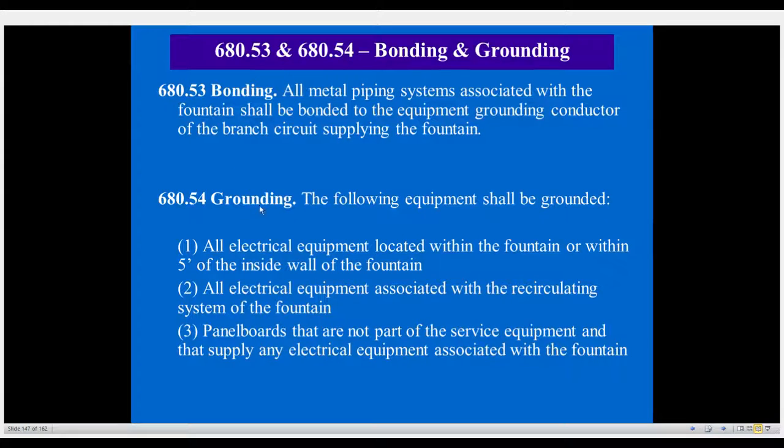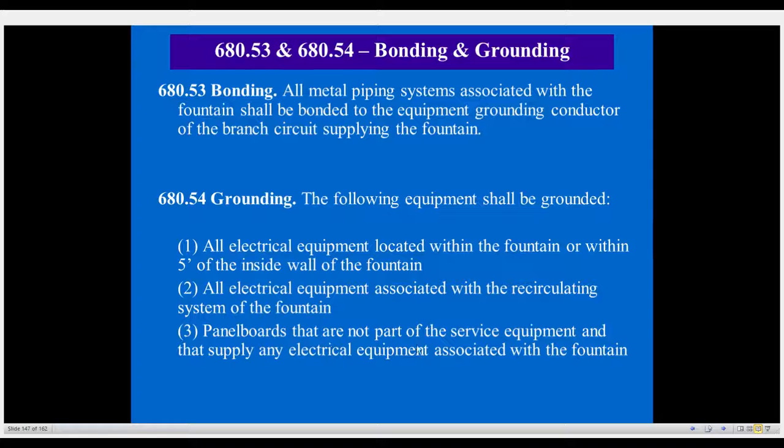What about the grounding? The following equipment shall be grounded. Okay, so the previous was the bonding of the metal piping system utilizing the equipment grounding conductor. Here it's talking about the equipment itself. It says all electrical equipment that's located within the fountain, or within 5 feet of the inside wall of the fountain, has to have an equipment grounding conductor in it. It's got to have some grounding component in it. Okay, we're not bonding here, we're grounding at this point. Now, it says here, all electrical equipment associated with the recirculating system of the fountain has to be grounded.